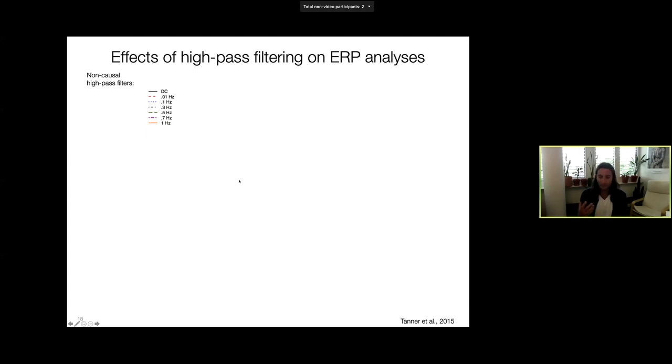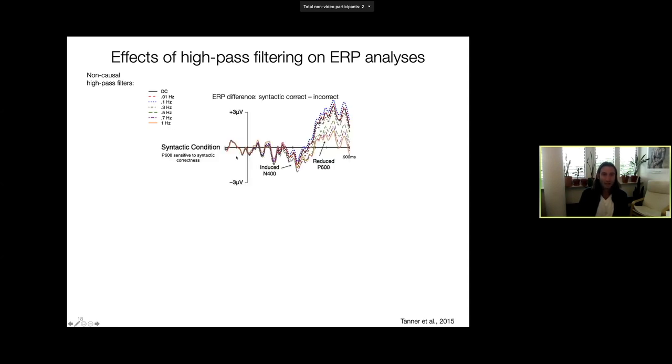Thunder et al. also investigated this in real data by applying different filters, seen here in different colors. They used, for example, a task where the subject had to decide whether the sentence they just read is grammatically correct or incorrect. And here the ERP differences are plotted. Usually the P600 is sensitive to grammatical correctness. And when you apply very high cutoffs for high-pass filters, such as 1 Hertz or 0.7 Hertz, which you see here in orange or in purple, we see two things.